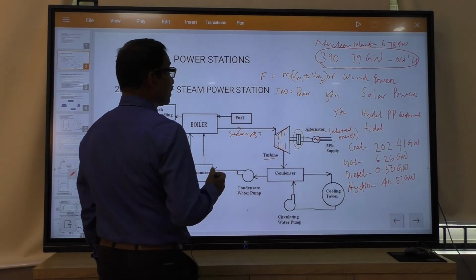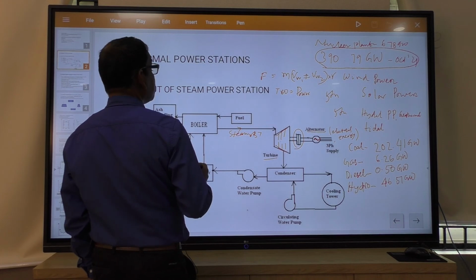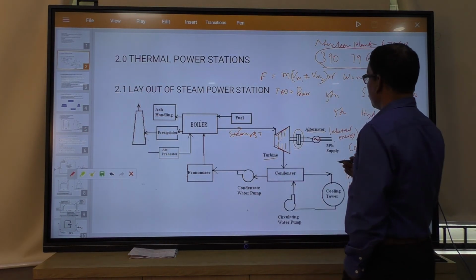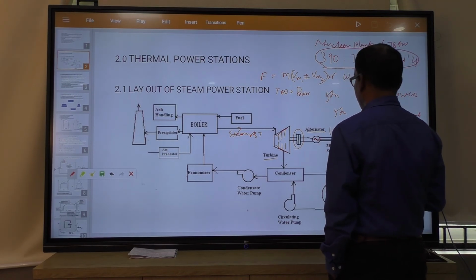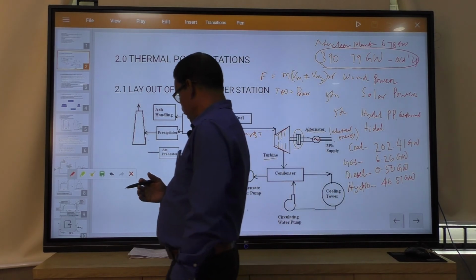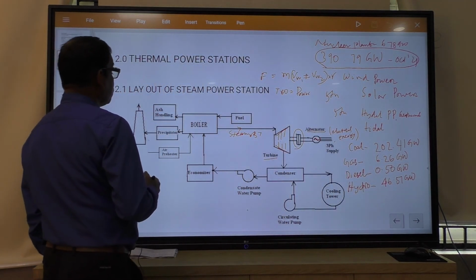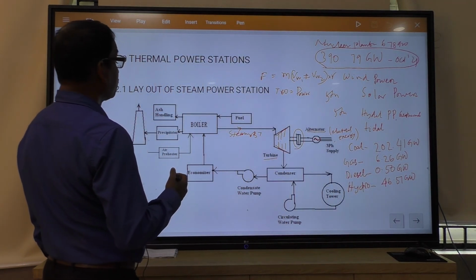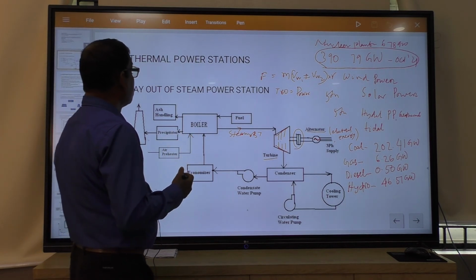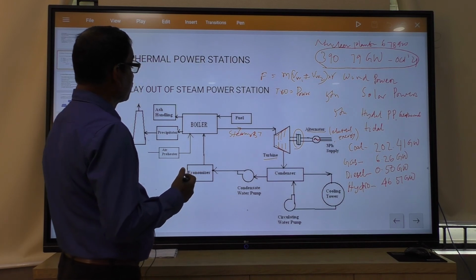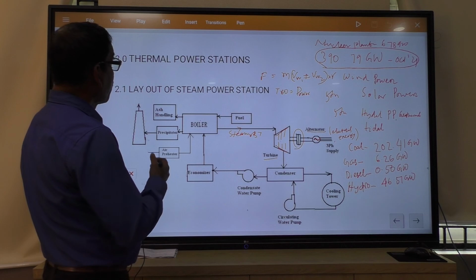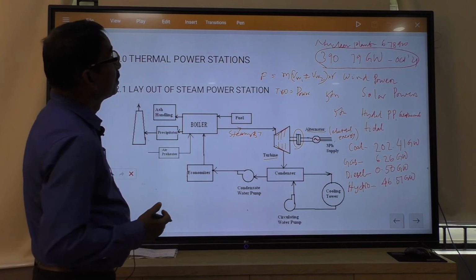This is very important. Domestic consumers pay the electric bill, and through that our generation revenue comes, which is also a part of the development of the country.